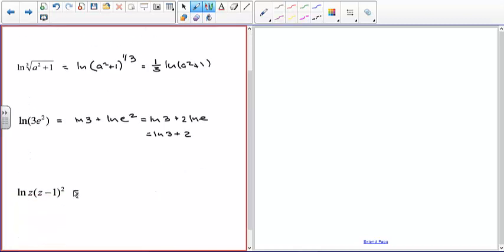Here, what I would do is break it up and, again, use the product rule for logarithms. So it would be the natural log of z times this. So I would use the multiplication property, which results in an addition problem. So they're separated that way. And then finally, I would take the exponent out front and do that.